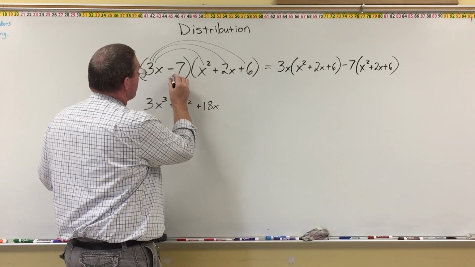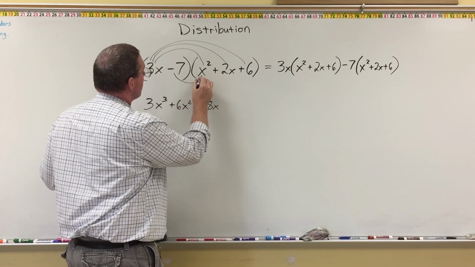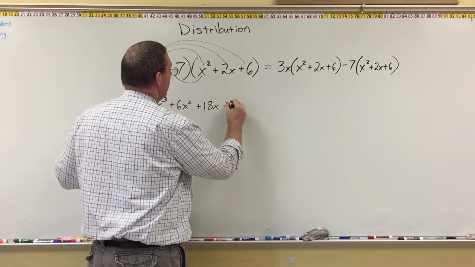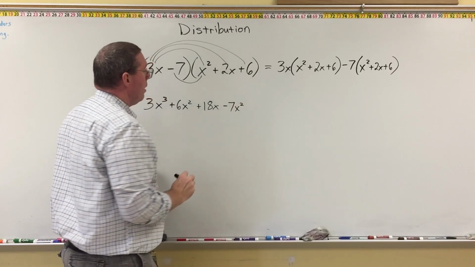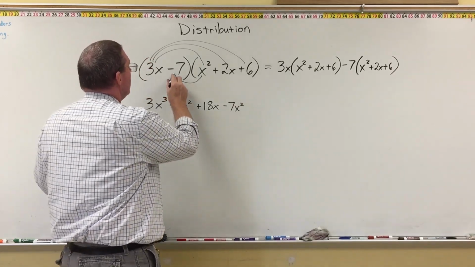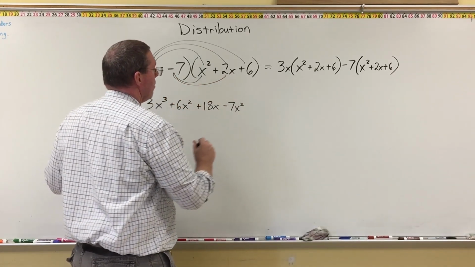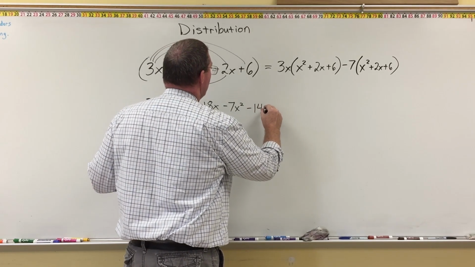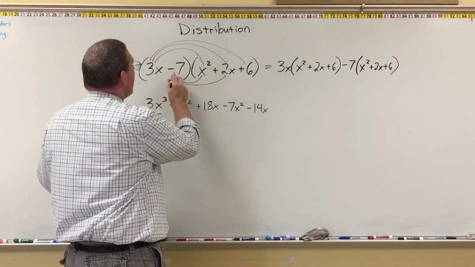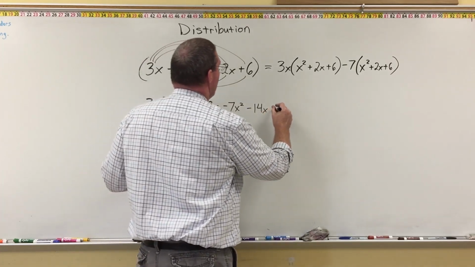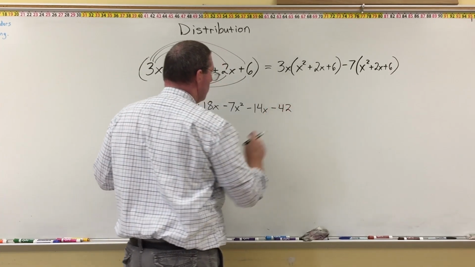Now let's take this negative 7. Negative 7 times x squared is negative 7x squared. Then negative 7 times positive 2x is negative 14x. And then negative 7 times positive 6, that's negative 42.